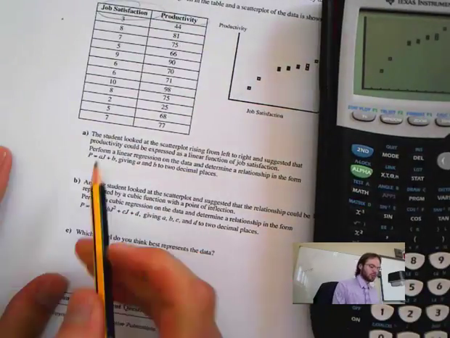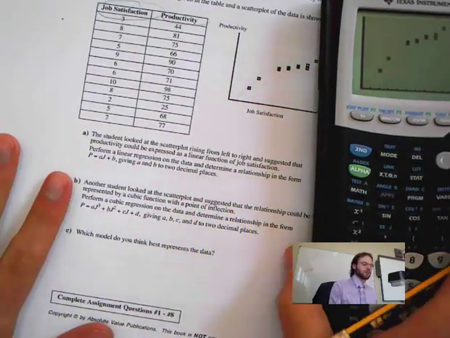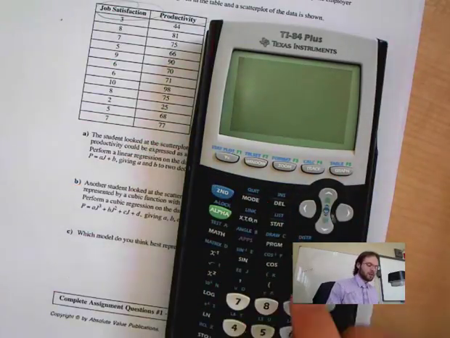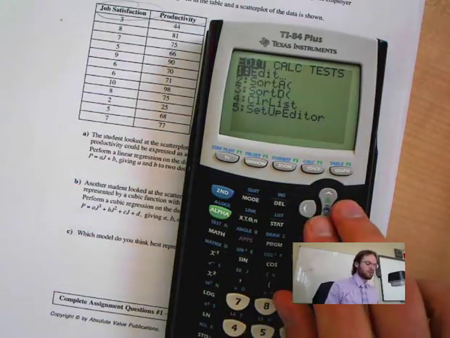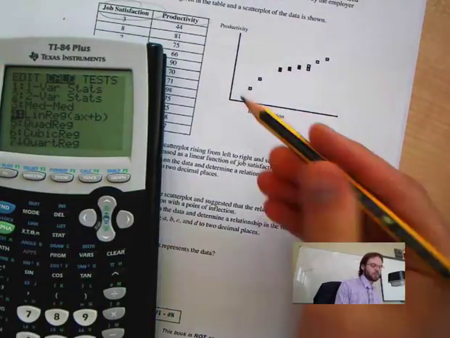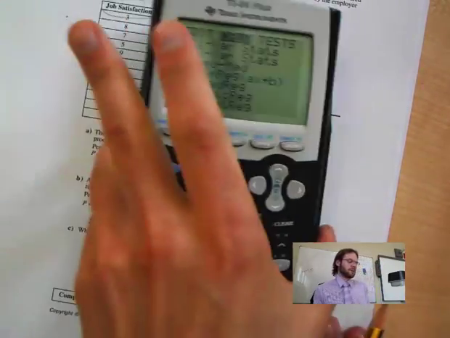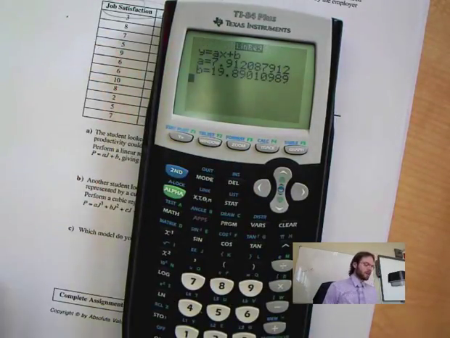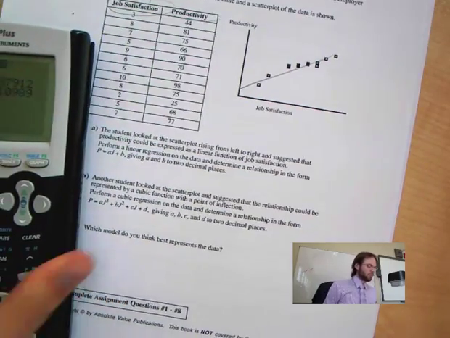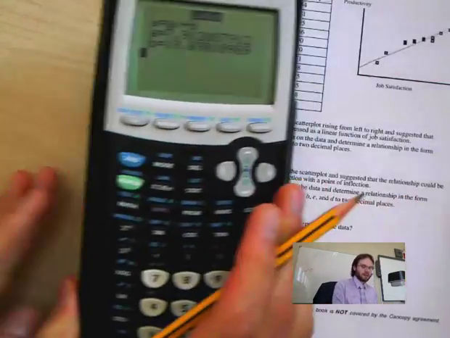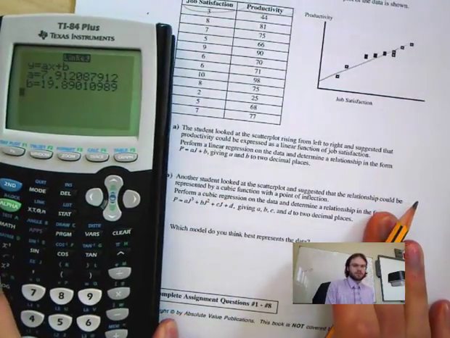Then it says, the student looked at the scatter plot and suggested it could be linear. So let's try a linear function first. We're going to quit, and we're going to go into here, calculate. The student thinks it's linear, which makes sense. You can make a line that goes like this. It looks kind of linear. And there is the equation. It wants to know everything to 2 decimal places, so let's put this into 2 decimal places.